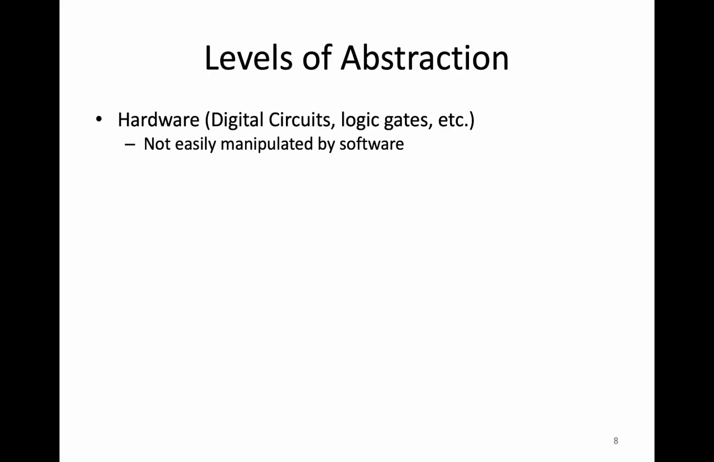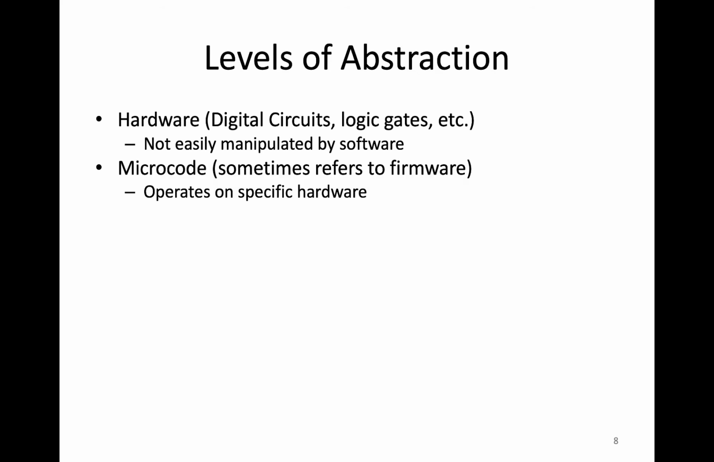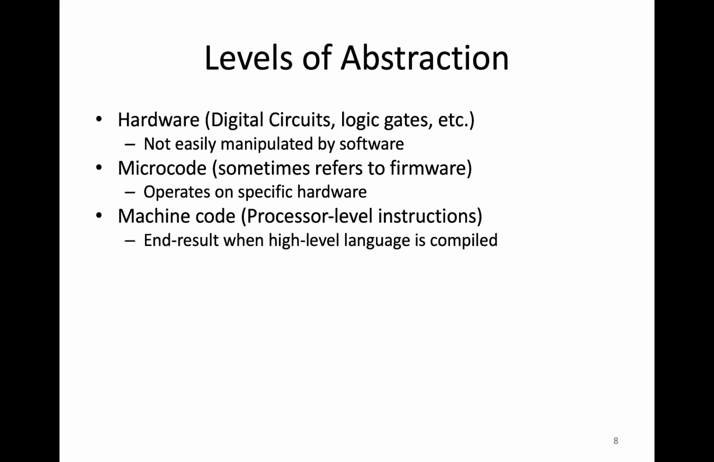Okay, let's get into it. There are various levels of abstraction that we need to know to understand how a program is compiled and run. At the lowest level, you have your hardware, which is all your digital circuits and logic gates that aren't easily manipulated by software. Then above that, you have your microcode, which is sometimes referred to as firmware, that operates on specific hardware. Then just above that, you have the machine code, which are your processor-level instructions.